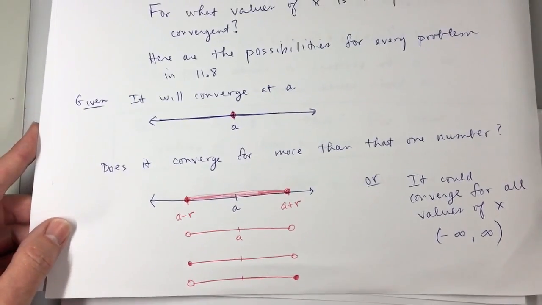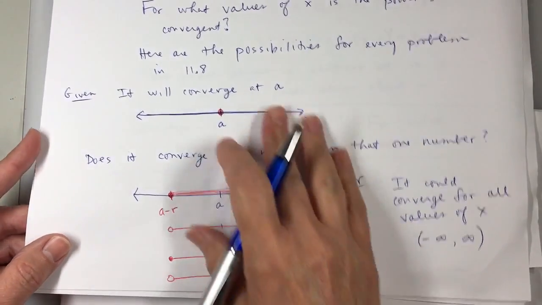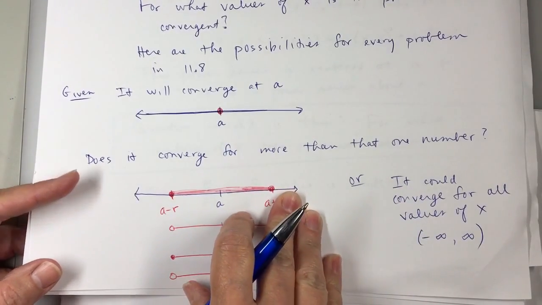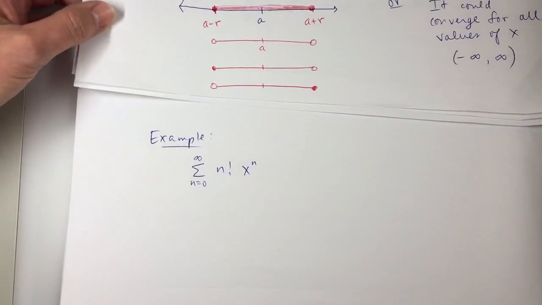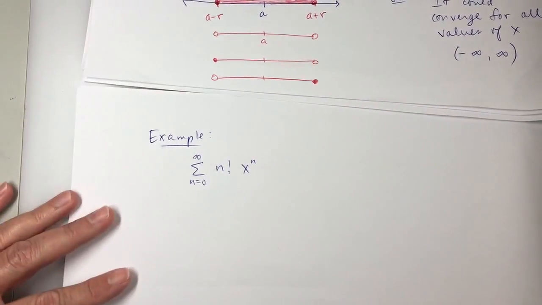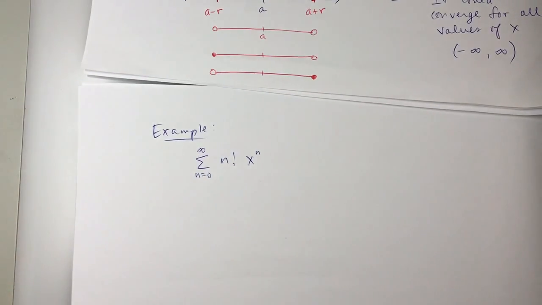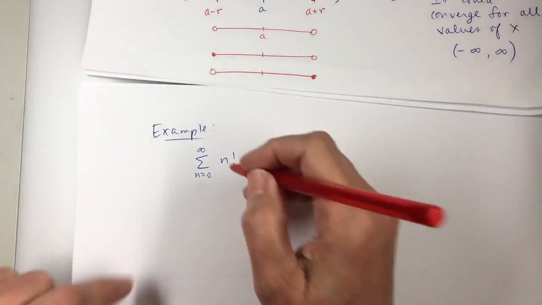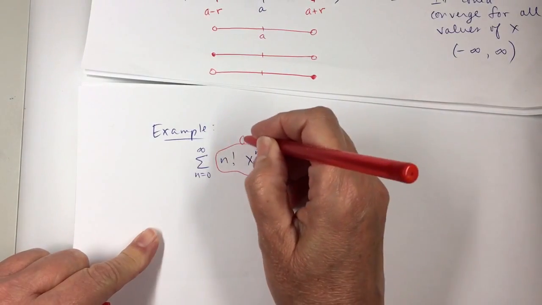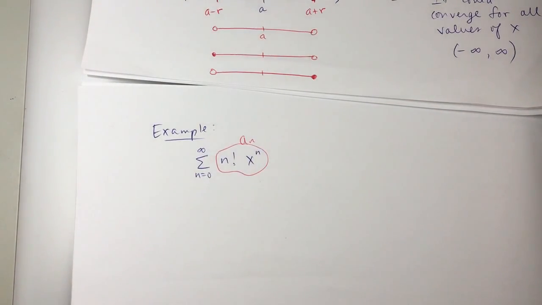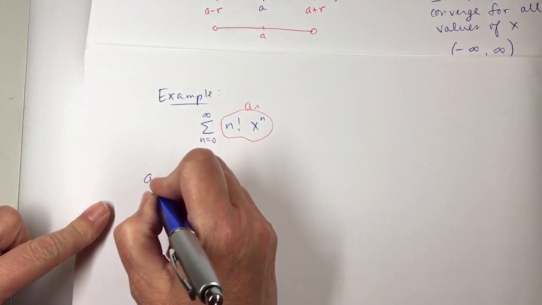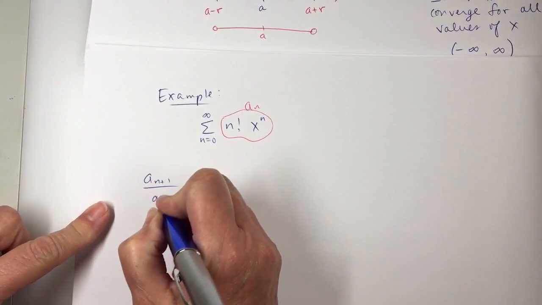Now to figure out which of these it's going to be, you're going to use the ratio test. It is the first one. Okay. But let's see, for this problem, A sub n is right here, and we're going to use the ratio test. So I have to form this ratio, A sub n plus 1 over A sub n.